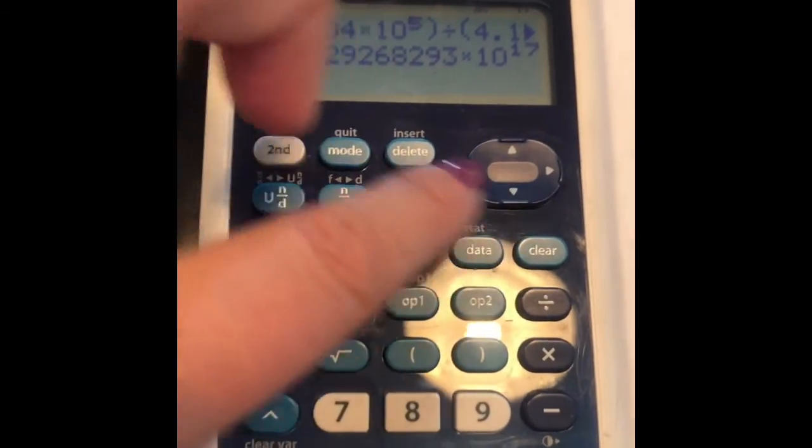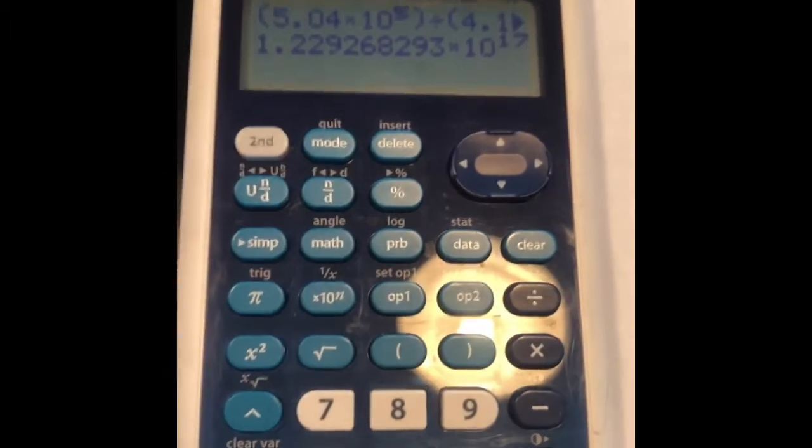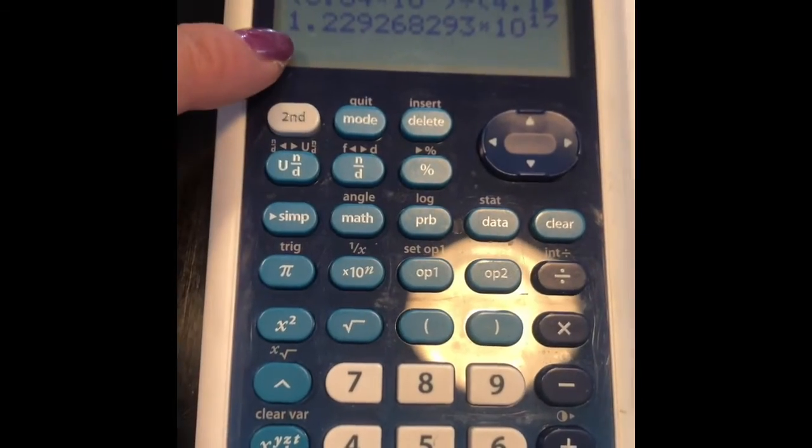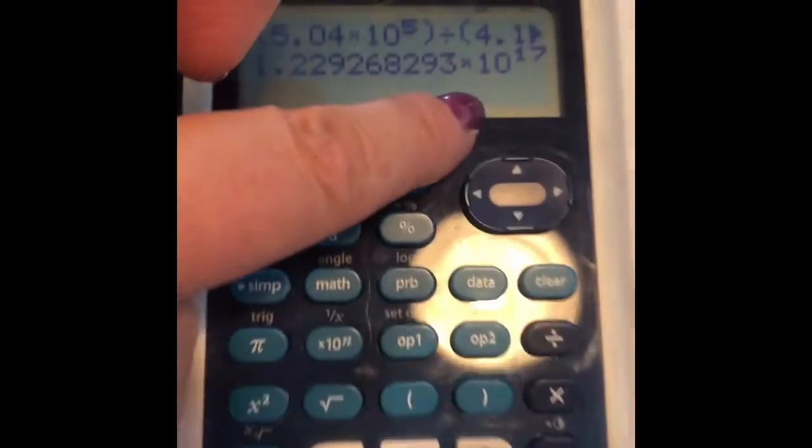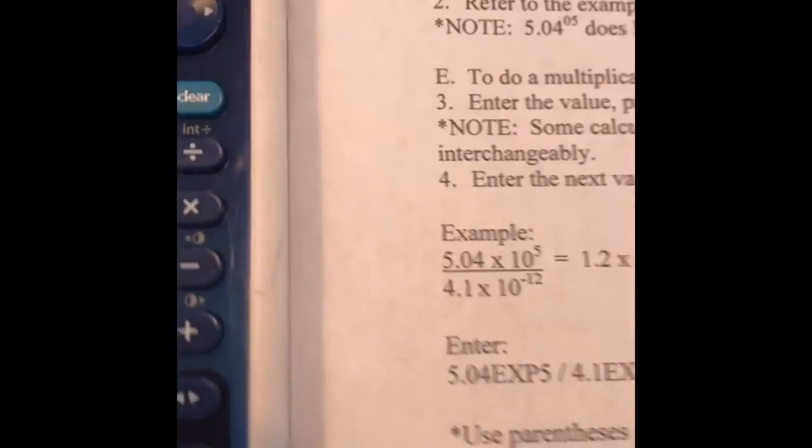Luckily with this calculator, you can scroll in and insert. That's a nice feature. But see how the answer is different? 1.2 times 10 to the 17. That's the correct answer. So you just have to make sure that you're using parentheses. Okay, thanks.